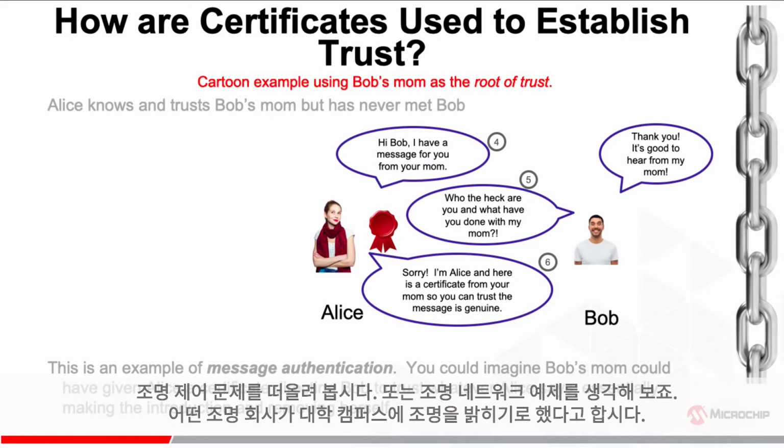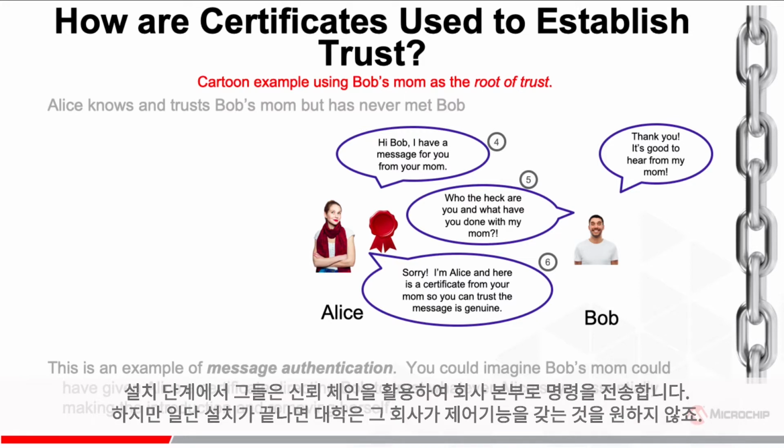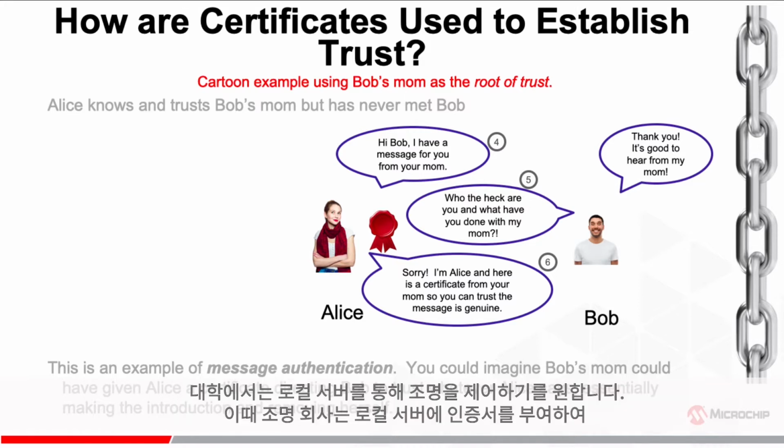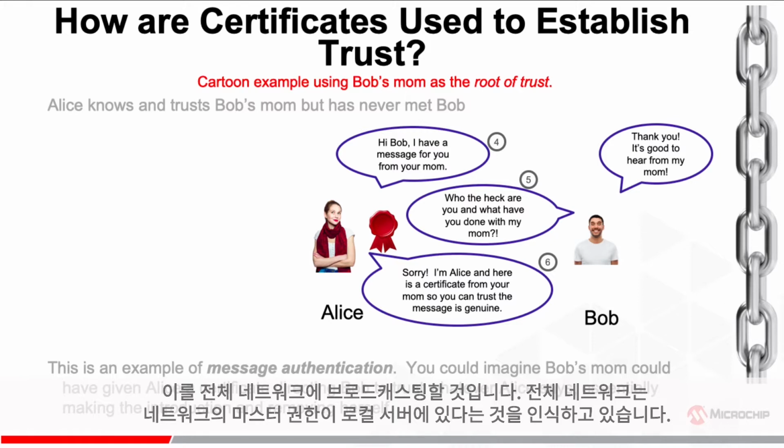If we can go back to our lighting control or lighting network example, a lighting company will come into, say, a college campus, and they'll put lights all over the college campus. And during the install phase, they will use the chain of trust right back to their headquarters. But when they're done, the college doesn't want them to have control over the lights. They want their local server to have control over their lights. So the lighting company will give a certificate to the local server, which will then broadcast that to the entire network. And now the entire network knows that the local server is the master of the network.